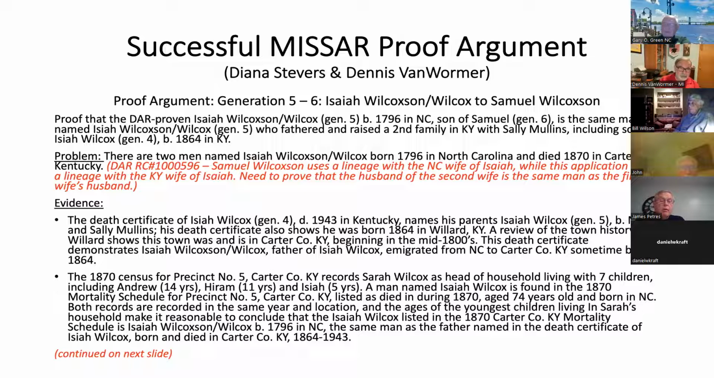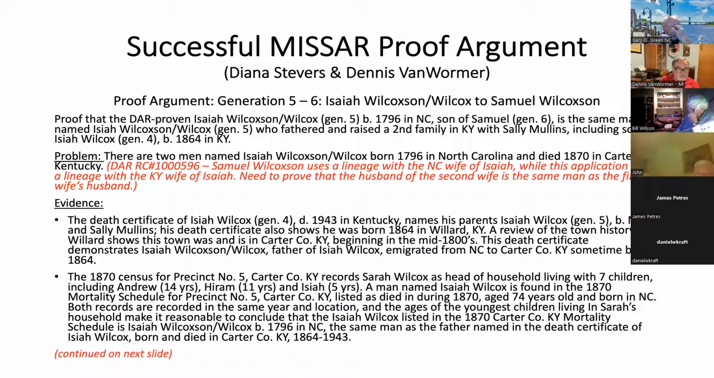The person applying was descended from Isaiah and his second wife, and they could easily build their lineage back to Isaiah's son, Isaac, because Isaiah, this generation 4 in the first bullet, they could build the lineage back to there, but they had no direct evidence to prove that the Isaiah that was this guy's father was the same Isaiah that is the son of the Patriot ancestor.